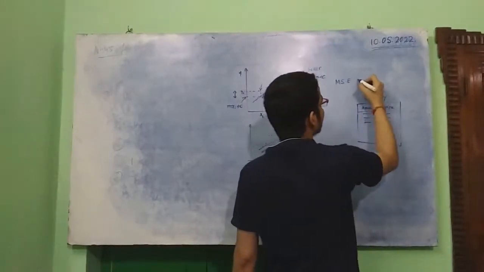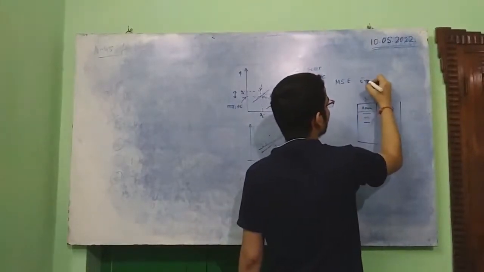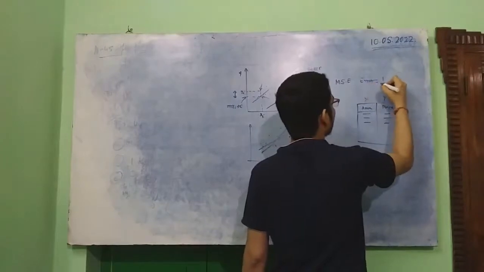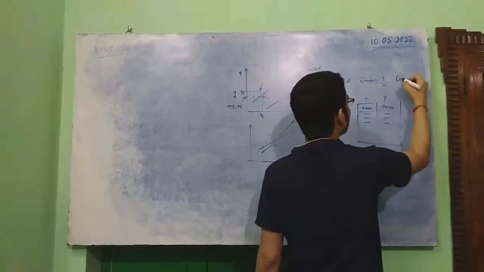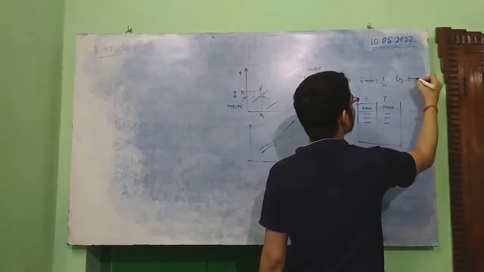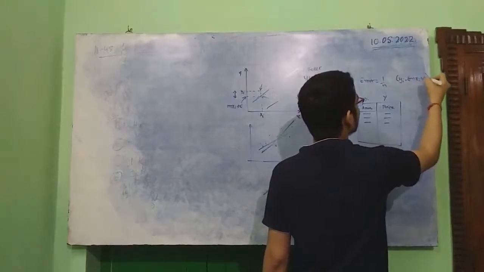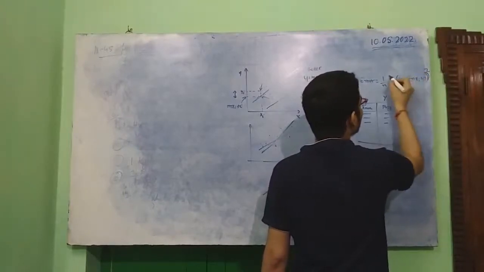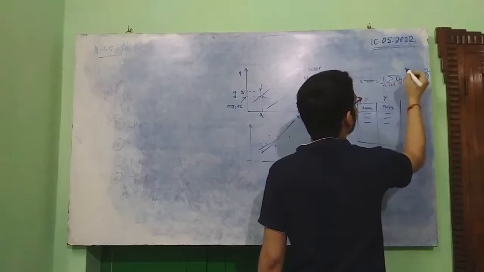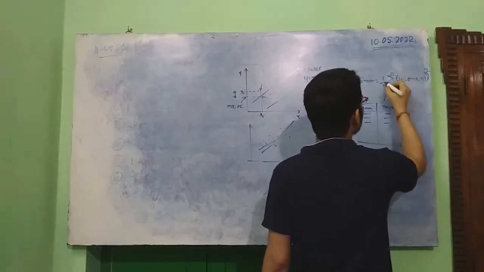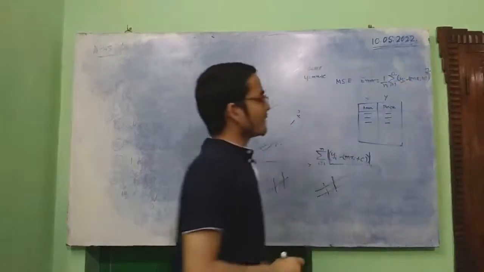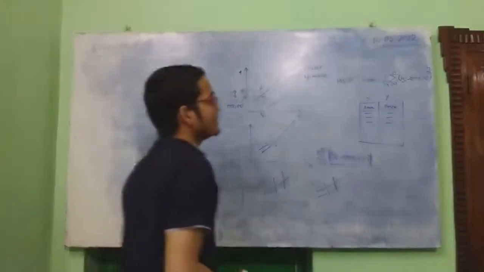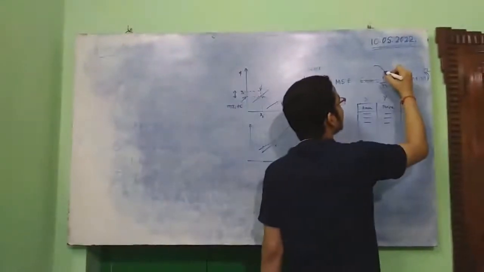It says that the error will be equal to 1 by n, we will sum it, square it individually, and then sum, and then divide by n. This is our mean squared error, and this is basically our cost function.